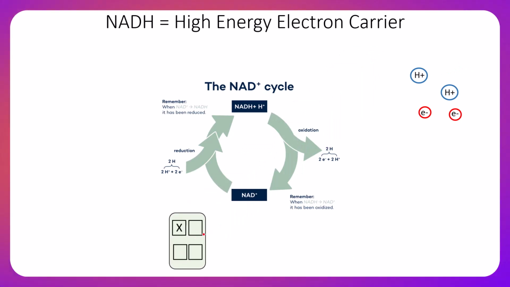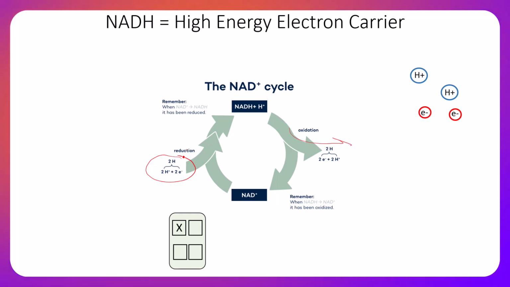NAD+ is then going to go back to where it can accept more passengers and shuttle more hydrogen ions from glycolysis, prep step, and Krebs over to the ETC where they are eventually needed. So the NAD cycle converts NAD+ to NADH back and forth, back and forth. It shuttles the hydrogen ions and electrons, which are the passengers, to where they need to go.